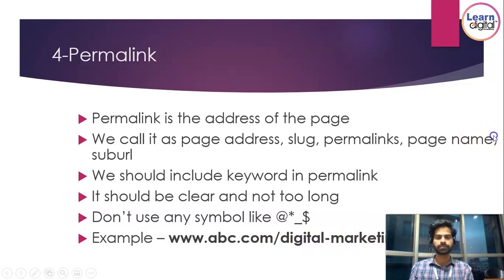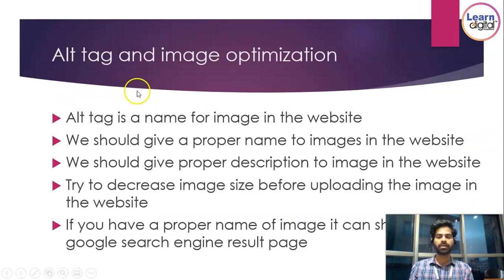Let's go to the next point. Alt tag defines the image. When we upload an image in the website, we have to give a proper name to the image. The alt tag is the name of the image in the website, so that when Google comes to the website, it can understand the image. Sometimes Google is not able to understand images, so we have to write a proper name so that Google can easily understand our images and rank them in search engine results, because Google has a separate search for images.